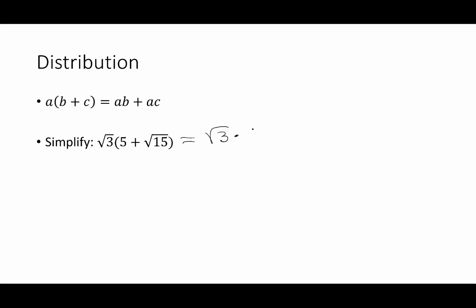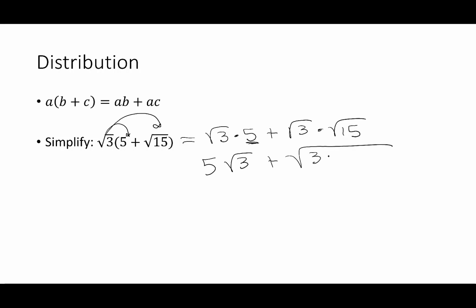Distribution kind of puts all of this together. So just like we've done before, if I have a times parentheses b plus c, I want to multiply a times b and a times c and put them together. That could look like the square root of 3 times 5 plus the square root of 15. So I do the square root of 3 times 5 plus I have the square root of 3 times the square root of 15. So my first step was just to distribute the square root of 3 to both terms. We really like to put the 5 in front of the square root of 3. It just looks a little better and we don't get it mixed up and try to put the 5 underneath the radical. But the second one, we can put both of them underneath the radical.